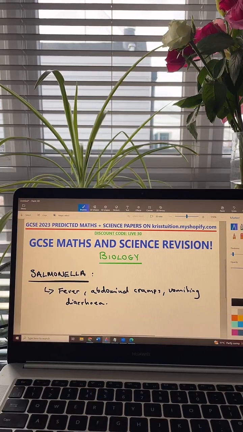So these are the main things that we would see if we had a Salmonella infection. Generally speaking, Salmonella infections can clear up on their own in our body. It shouldn't take too long for our white blood cells to kick in and start destroying the Salmonella bacteria. Therefore, we should get better very quickly without the need for any medication.